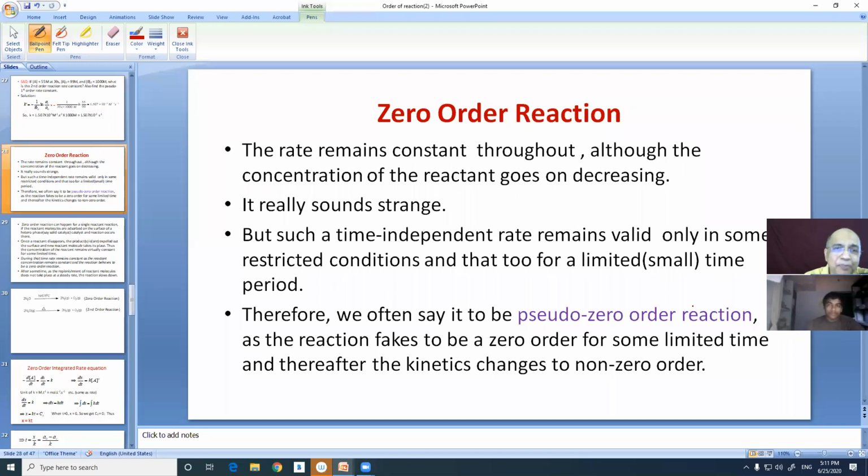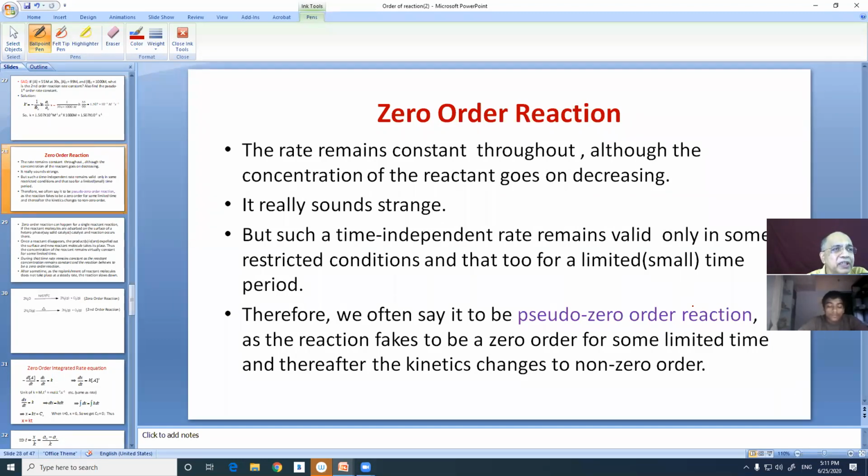Now, this appears to be very strange to say some reaction has a zero order kinetics. Zero order means what? The whole reaction has a zero order kinetics. That means the power of the concentration of reactant is zero. So that becomes 1. That means rate remains throughout constant.